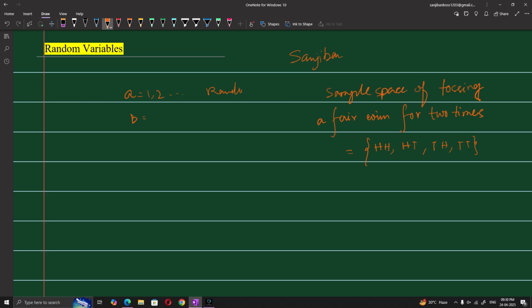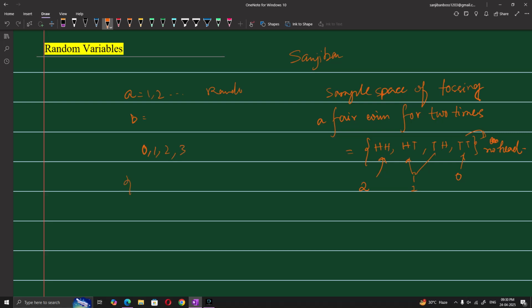And what does it mean by H? This is two heads, this is for one head, and this is zero heads because here there is no head. Thus, the number of heads obtained in 3 tosses of the fair coin is a random variable that assumes the values 0, 1, 2, 3.